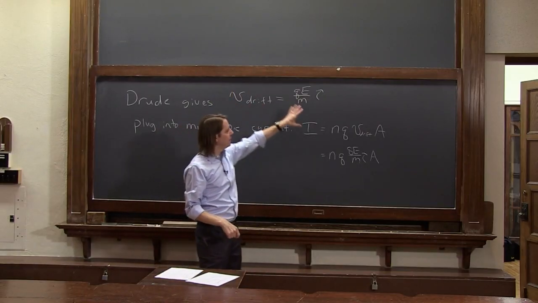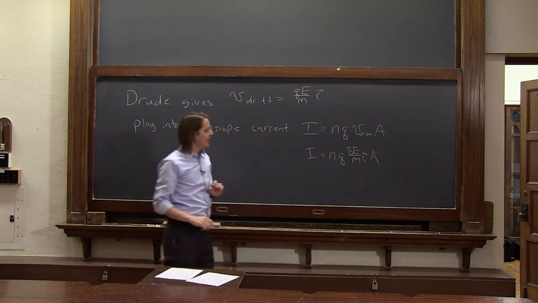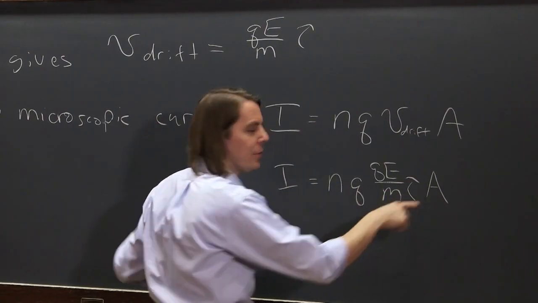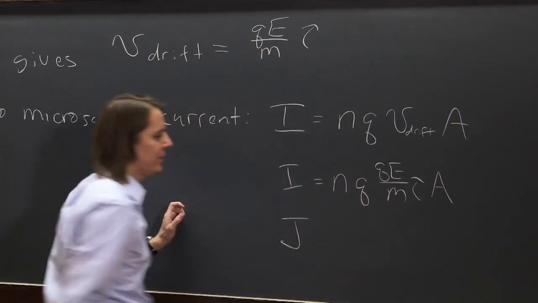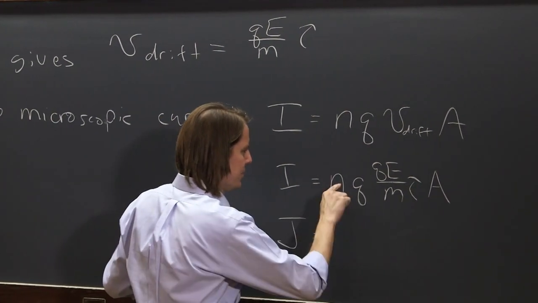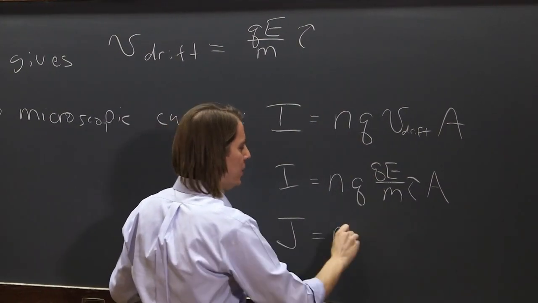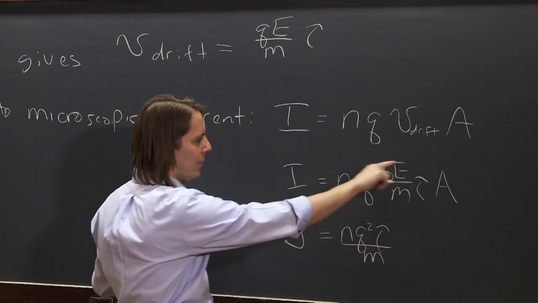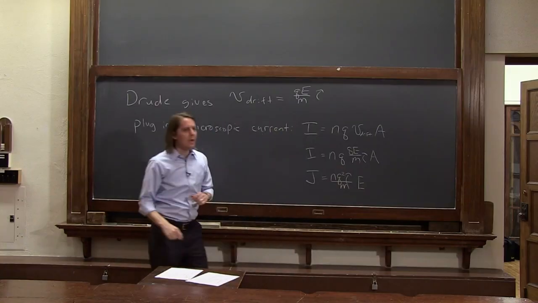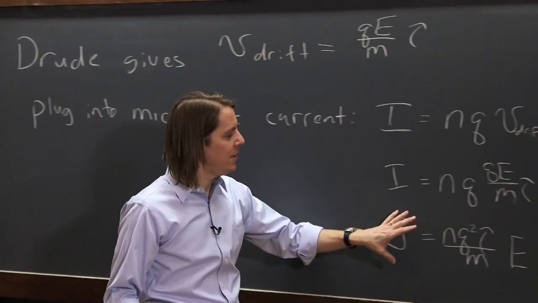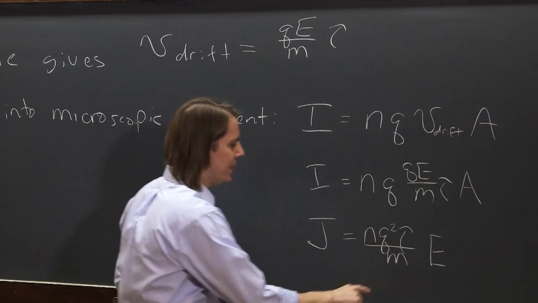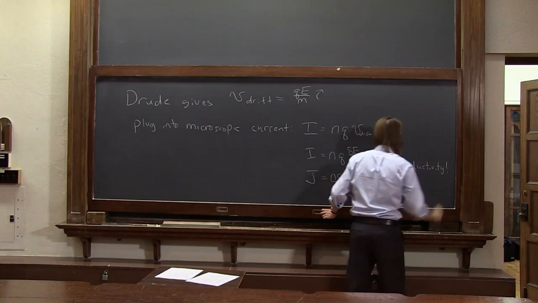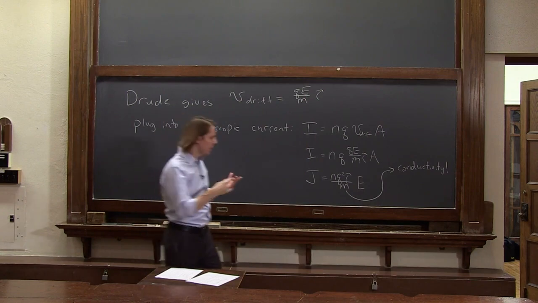So that's the Drude model put into the microscopic current, and then we can combine some things and move some things around. And what you'll see is we can write I over A, the current per unit area, that's what we called J before, the current density, equals N, the charge squared, tau, all over the mass, and what we're left with is E. And you can see it makes Ohm's law. J, the current density, equals something times E, and this something is the conductivity. So now the Drude model has given us a microscopic expression for the conductivity.